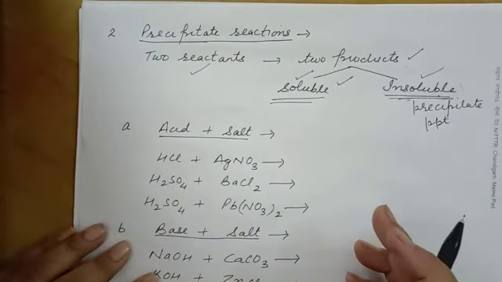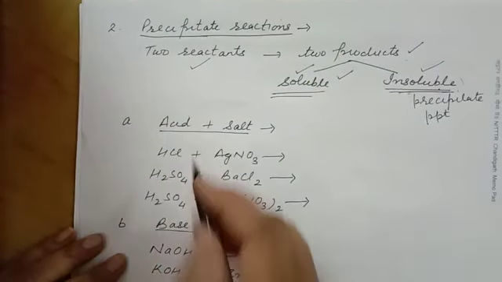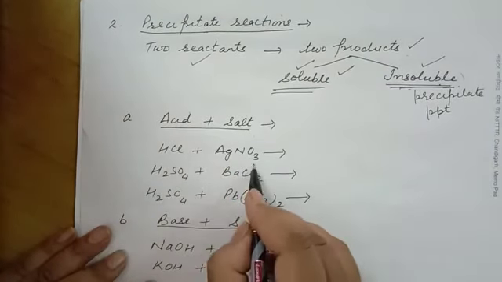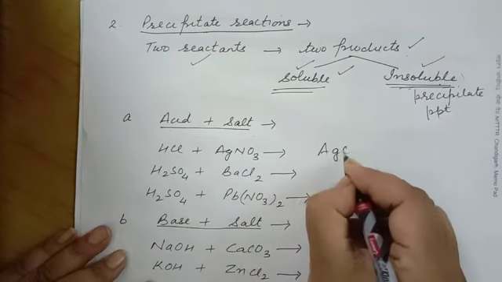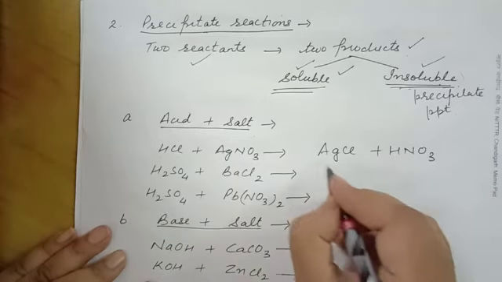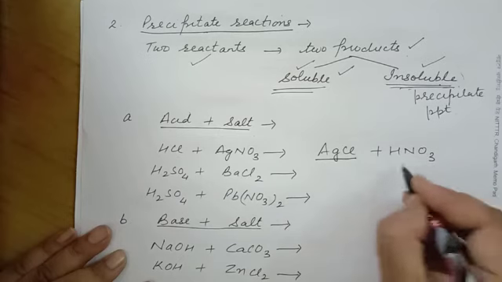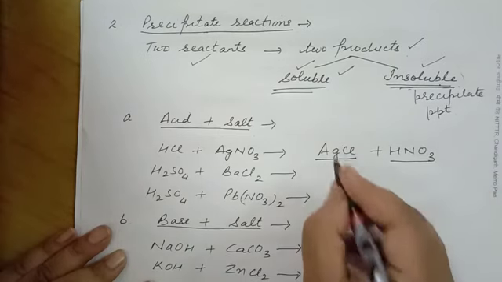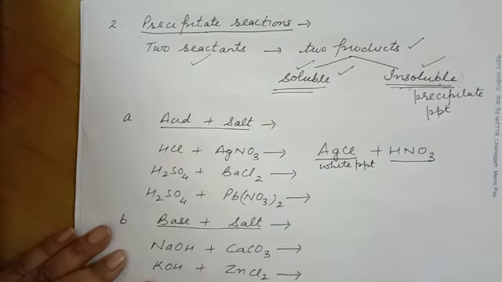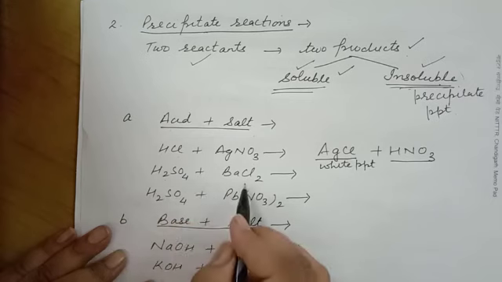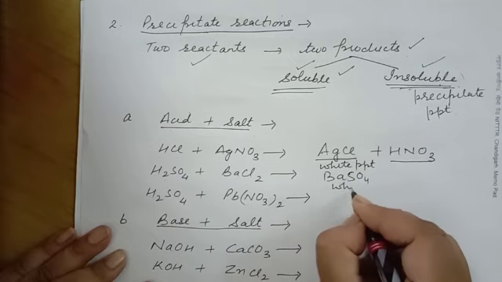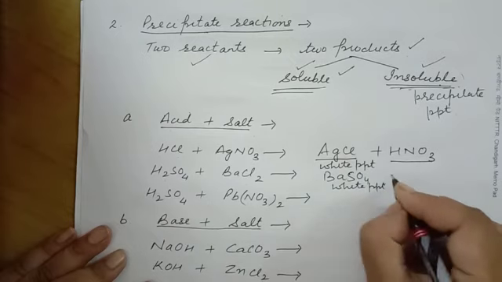It can be of many further types. The first type is acid and salt. Take one acid HCl and AgNO3. Product is AgCl plus HNO3. This one is an insoluble product and this one is a soluble product. So AgCl comes as white PPT, precipitate. Similarly, when sulfuric acid reacts with barium chloride, we have barium sulfate as white PPT plus HCl.